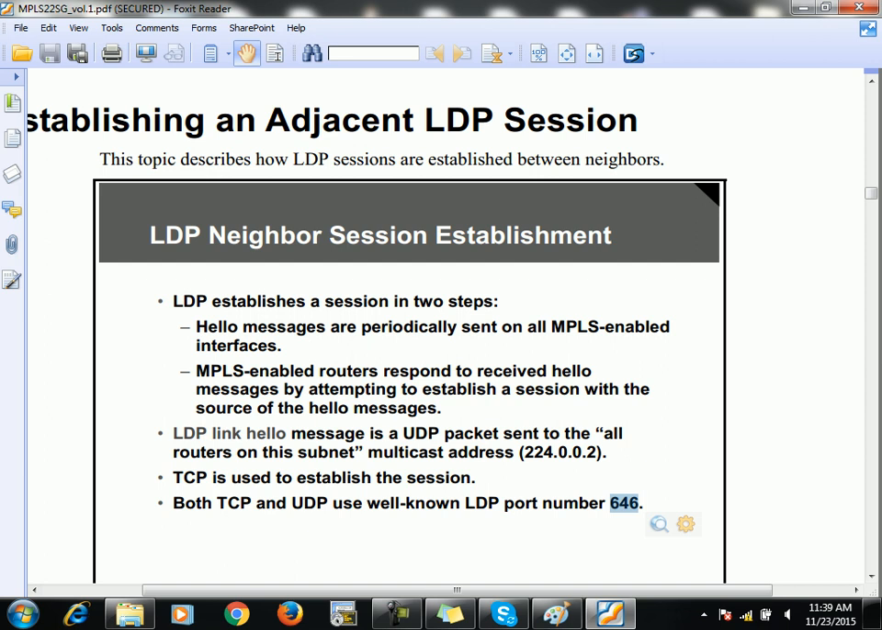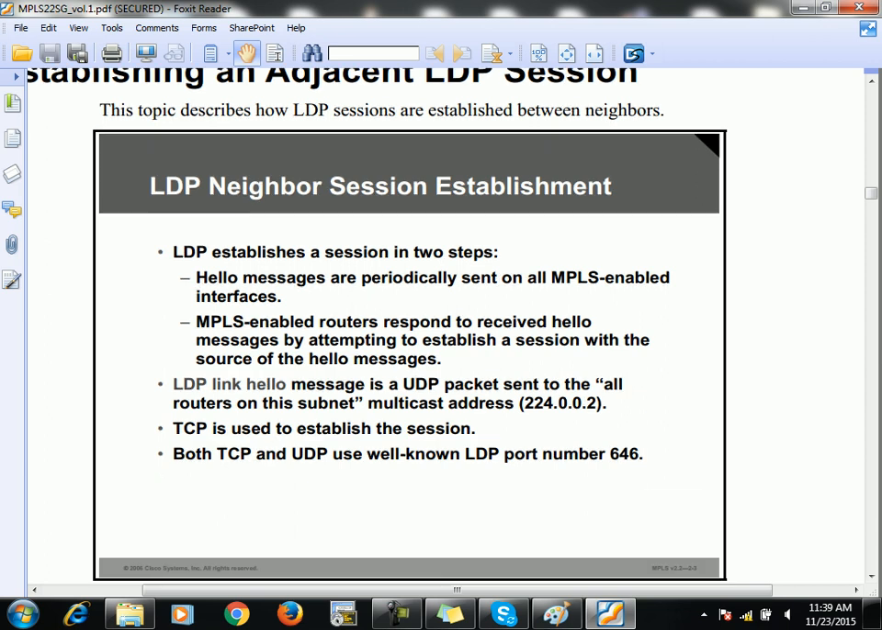So see, LDP establishes a session in 2 steps. Hello messages are periodically sent on all MPLS enabled interfaces, same as OSPF. Once you enable OSPF on an interface, it starts sending hello packets out from that interface, right? Same in EIGRP, right? MPLS enabled routers respond to a received hello by attempting to establish a session with the source of the hello message, right?